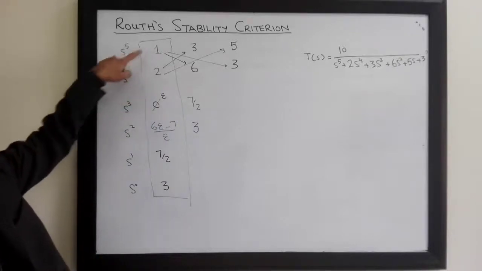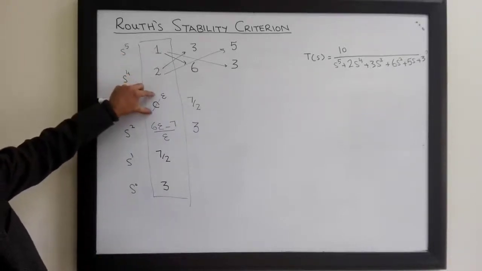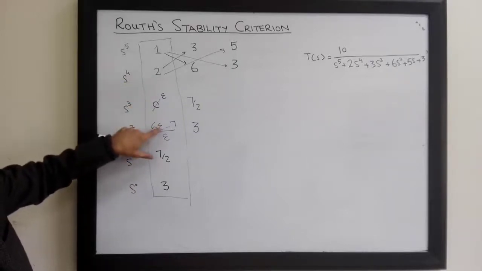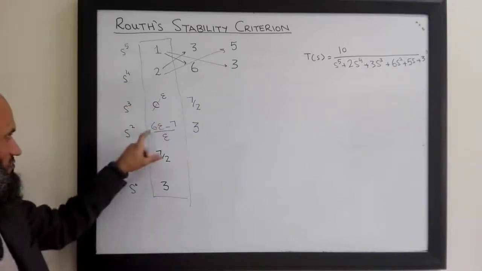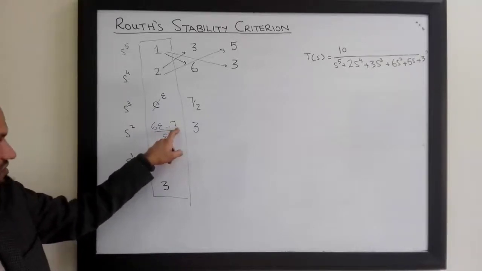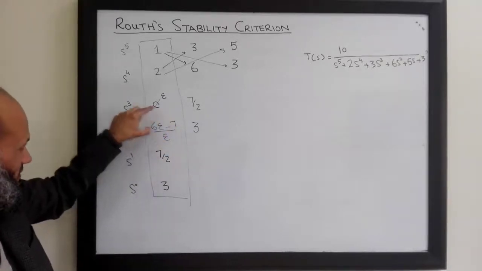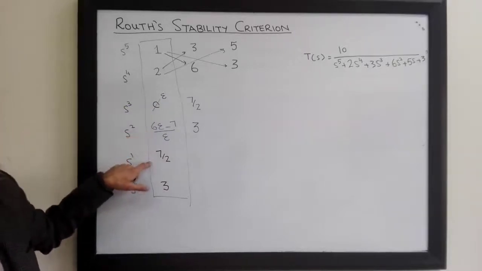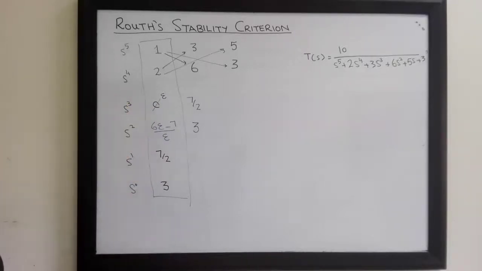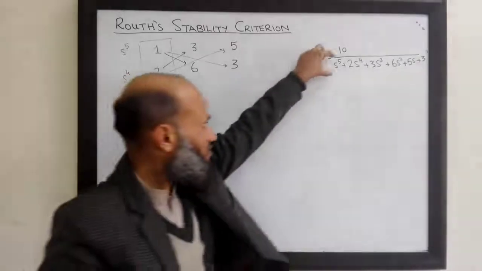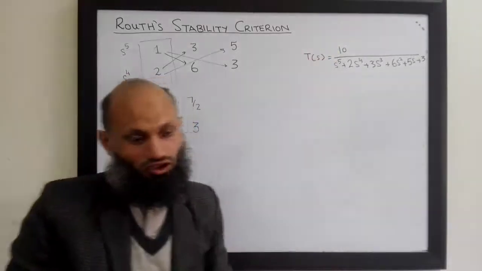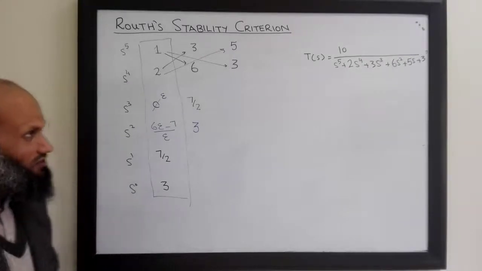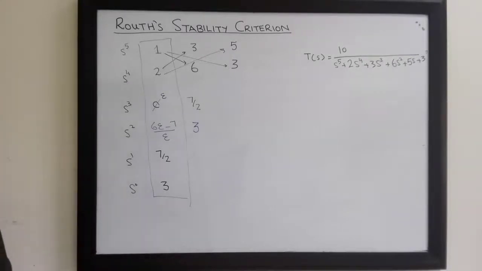Here this is positive, this is a positive number, and this is 6 multiplied by epsilon, a very small number, minus 7, so this number has a negative sign. So one sign change over here, and from negative to positive another sign change. There are 2 sign changes, and therefore this system has 2 poles in the right half S-plane, and hence the system is unstable.